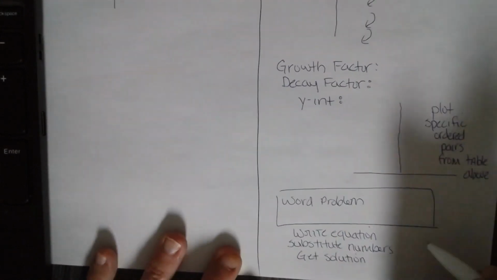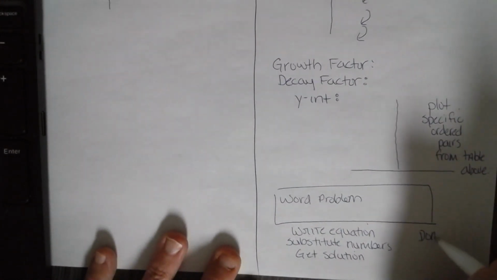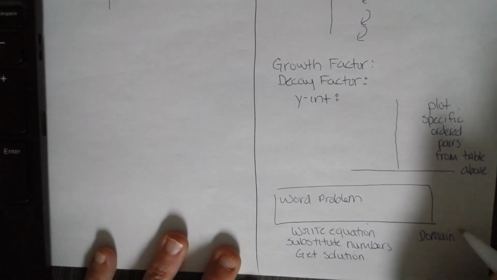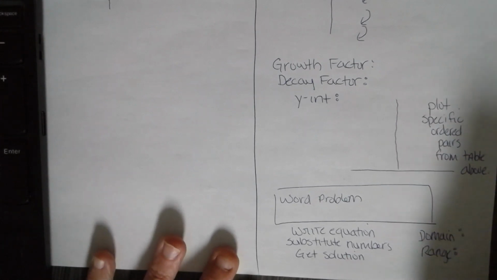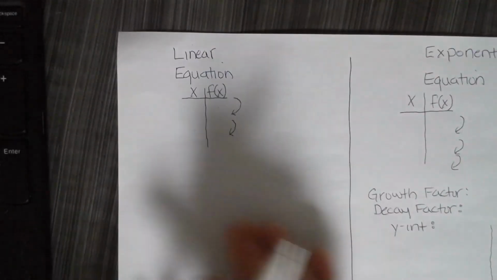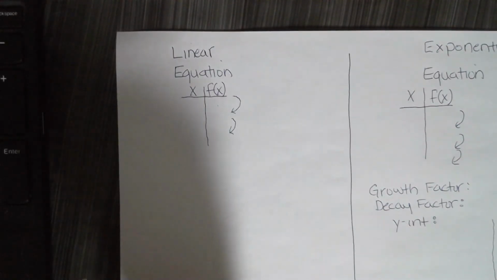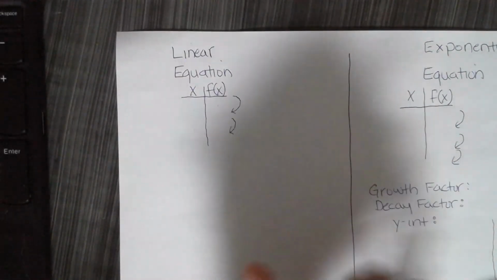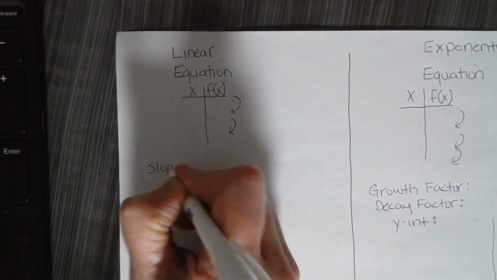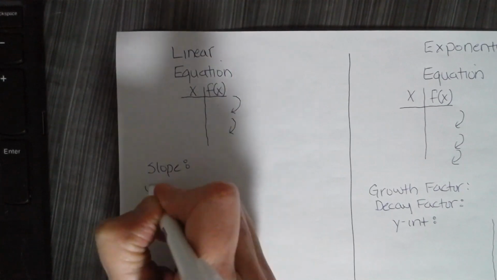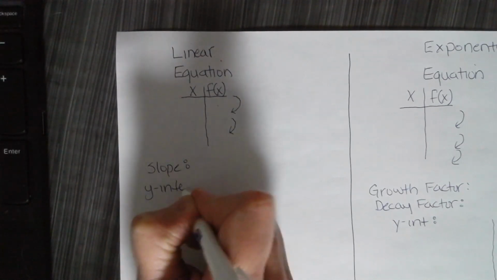I think also there's a domain and a range. So you're going to have to determine the domain and the range. And again, there are cutouts for this, and you actually fill the numbers in. Okay. So then, same thing goes on this side, except on your linear side, there's no growth factor, no decay factor. There's actually a slope. So you're going to determine your slope. You're going to determine your y-intercept.